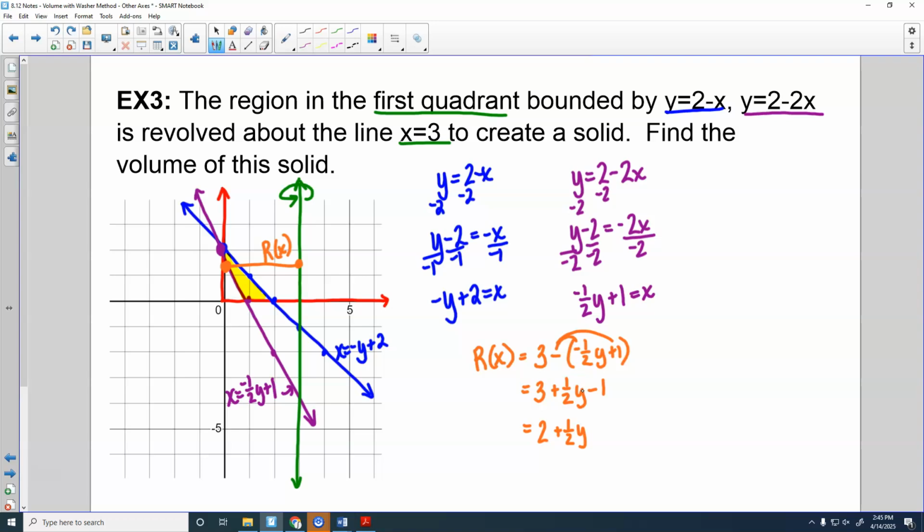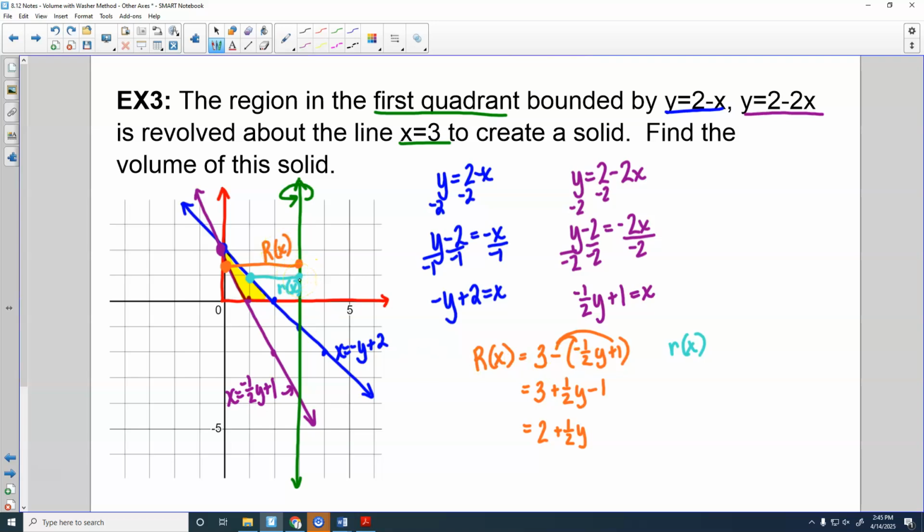Are we okay there? Does that make sense? All right, for our inside radius, different color. We're going from the line we're rotating around to the closest edge of our region. That's our lowercase r of x. So our equation for lowercase r of x is going to be right side.